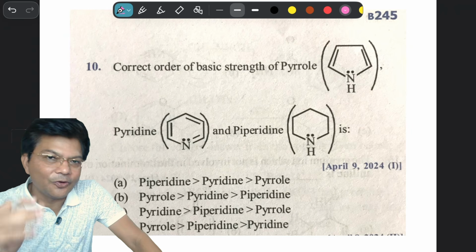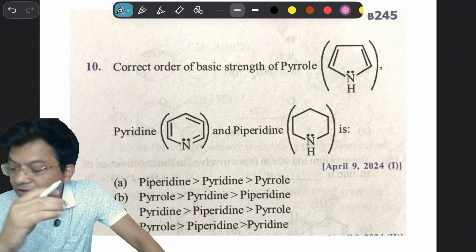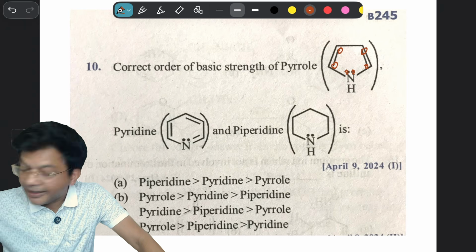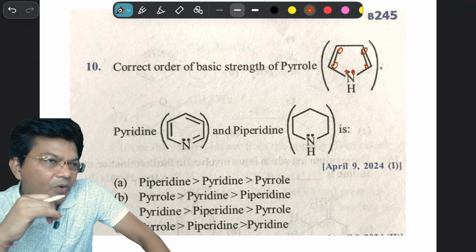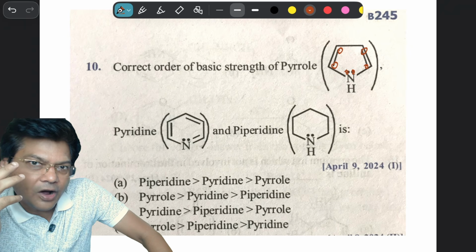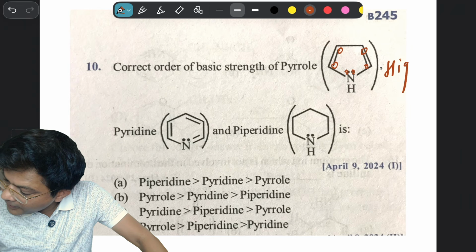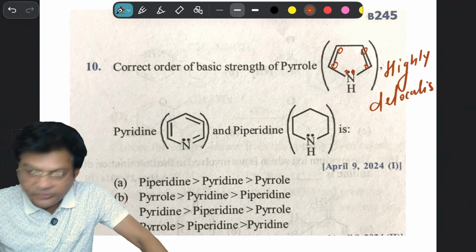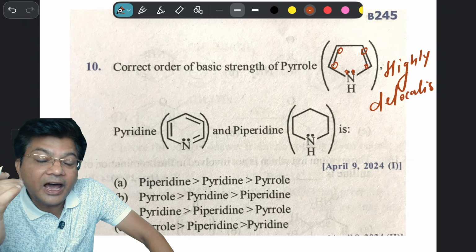I call pyrrole "Paro." Okay, Paro, your lone pair is involved in resonance and that is responsible for aromaticity. Six pi electrons, 1, 2, 3, 4, 5, 6, are required to show Huckel's rule for aromaticity. So its lone pair is highly delocalized.